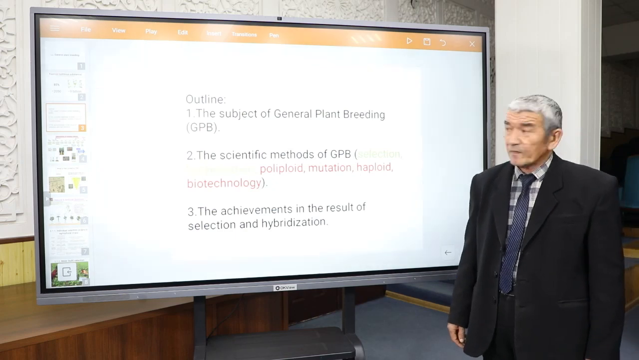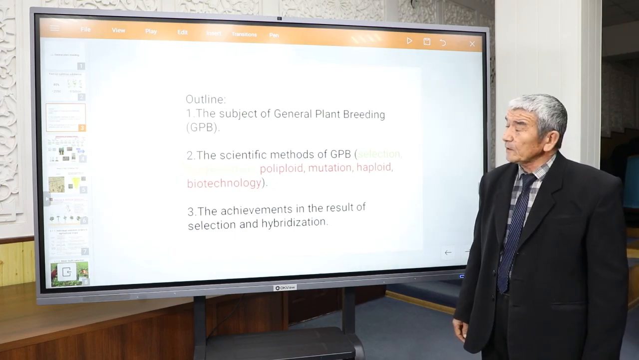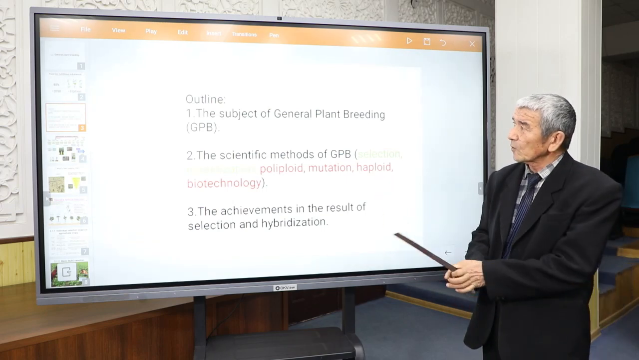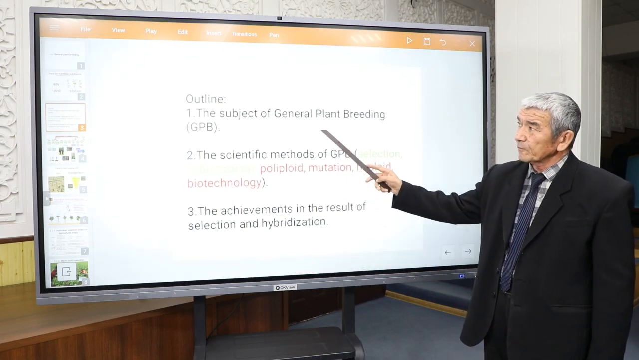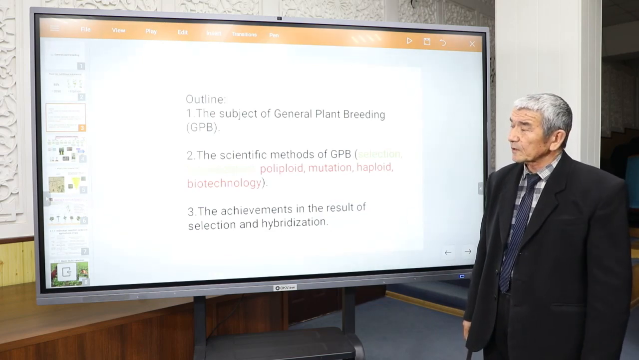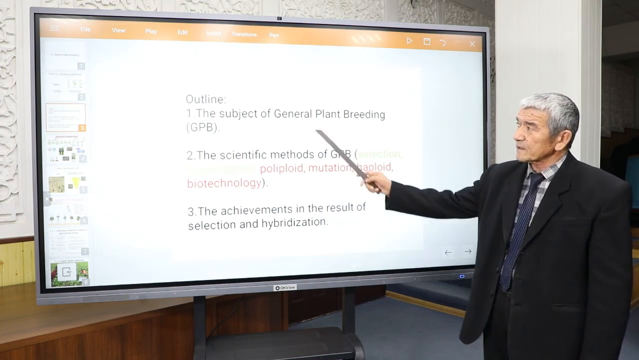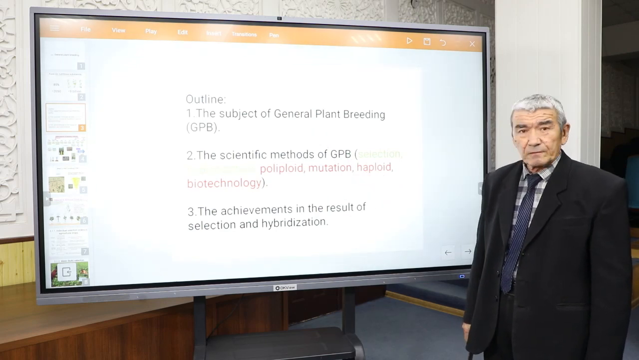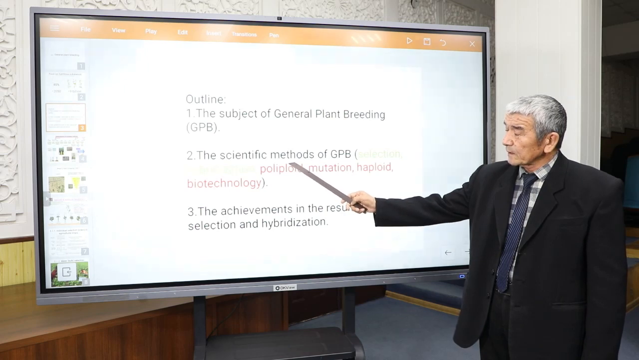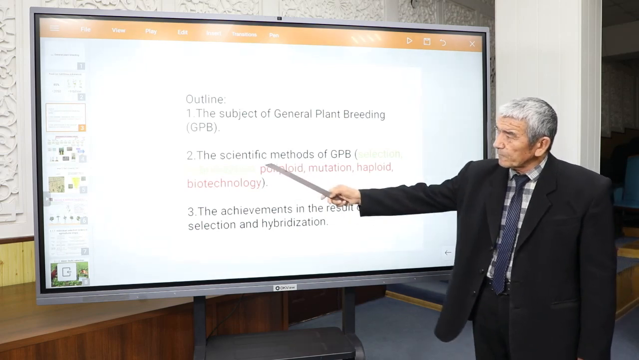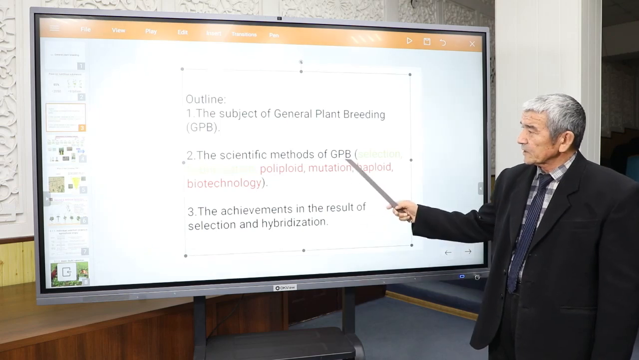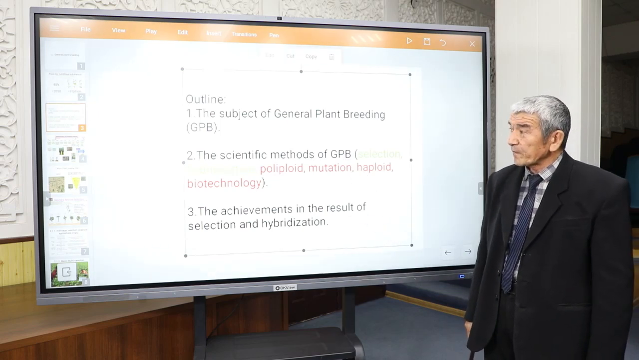Today our outline for the lecture is the object of general plant breeding. We already briefly mentioned this subject. The second question comes in terms of scientific methods of general plant breeding.